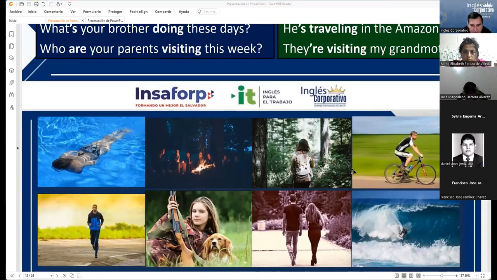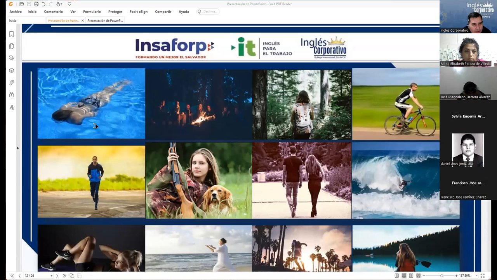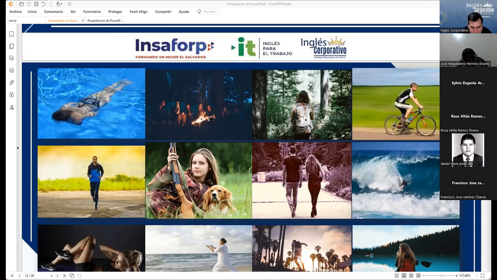Okay, let's look at the picture. What's this lady doing? She's swimming. Okay, what are these people doing? They're camping. What's this girl doing? She's walking through the woods. She's hiking.